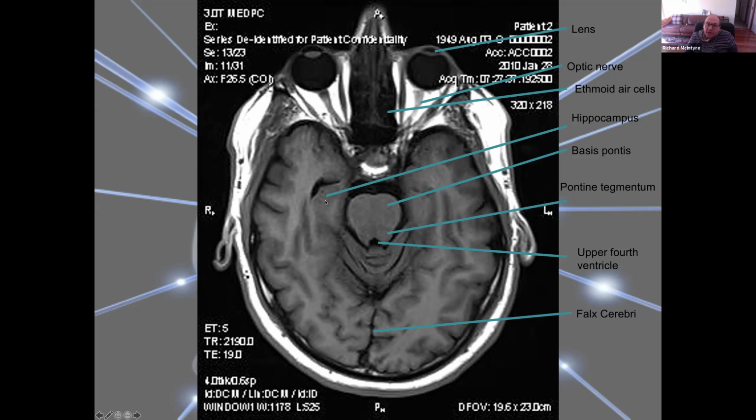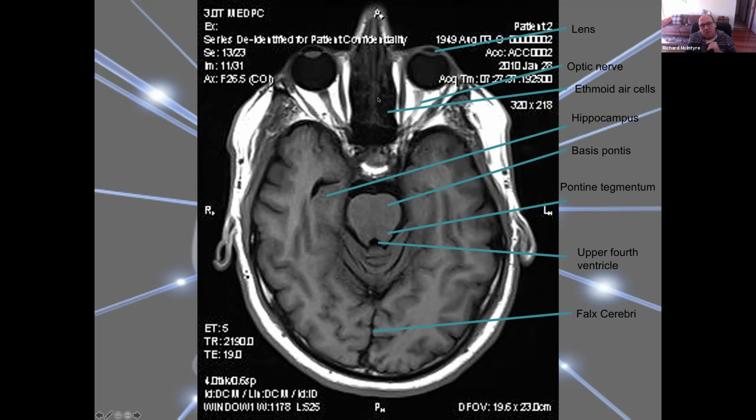Now we've got the hippocampus. So the hippocampus helps us with memory, and it's located in the temporal lobe. Hippocampus, from memory, is actually Greek for seahorse because it looks like a seahorse structure. And it's a sausage-like structure that lies in the middle of the temporal lobe.